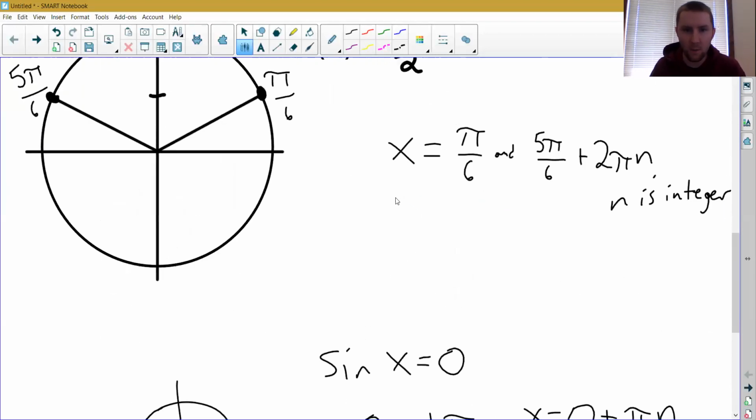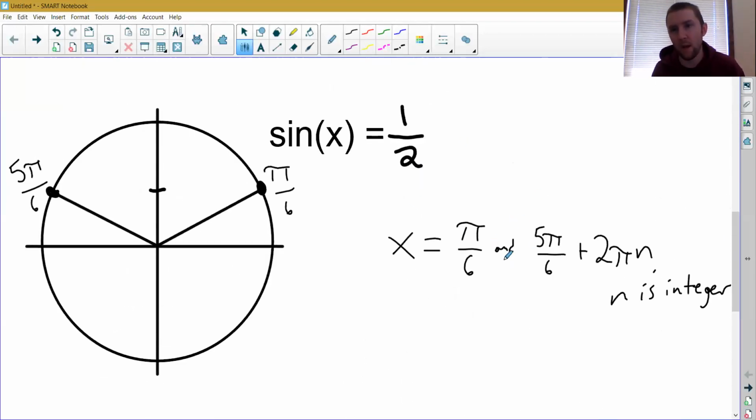Now, this particular example would not follow that pattern, so we do have to list out our 2 separate unit circle solutions plus 2 pi n, where n is an integer, okay?